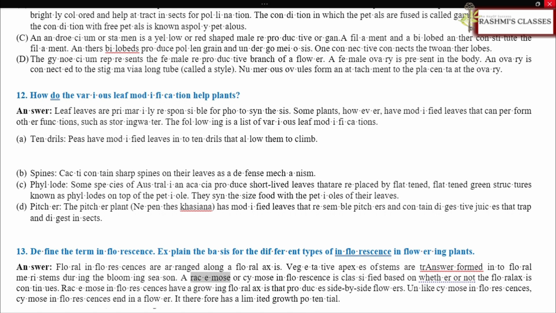An inflorescence is classified as racemose or cymose based on whether or not the floral axis continues to grow. Racemose inflorescences have a growing floral axis that produces flowers laterally. Unlike racemose, cymose inflorescences end in a flower. It therefore has a limited growth potential.